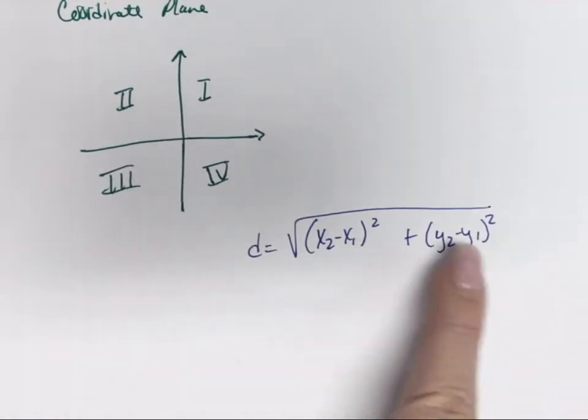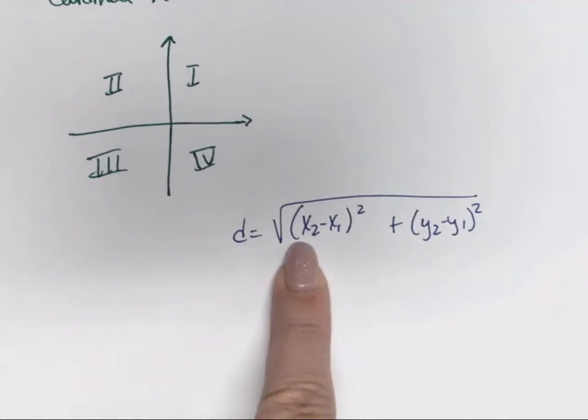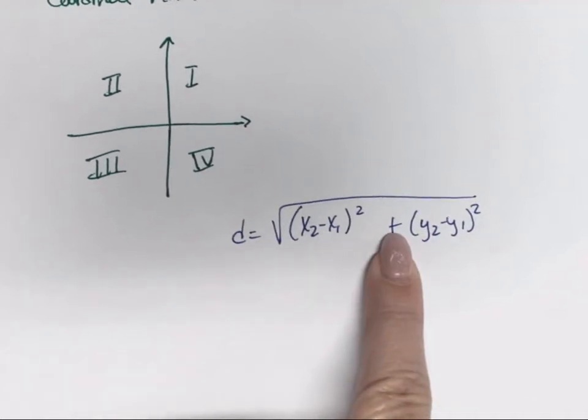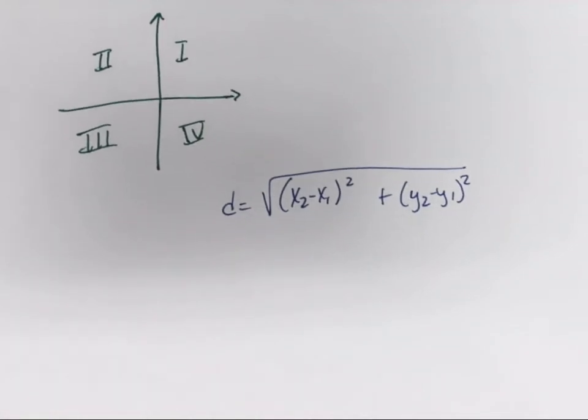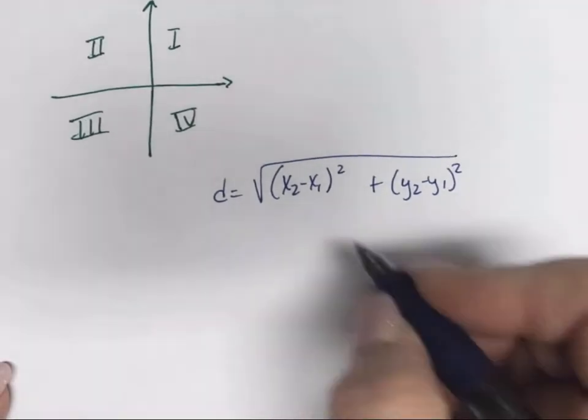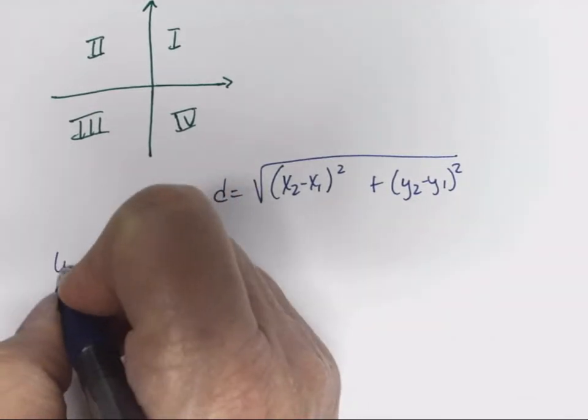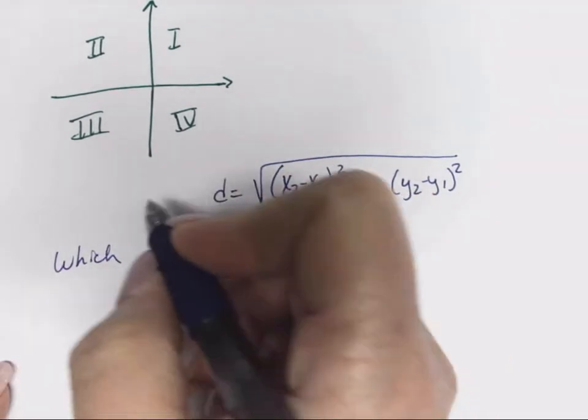Does it really matter the order in which we put this? No, because we're adding them. So the signs wouldn't matter or anything. So if you put the y's first and then the x's, it really won't make a difference because of the addition with each part, and each part is being squared.